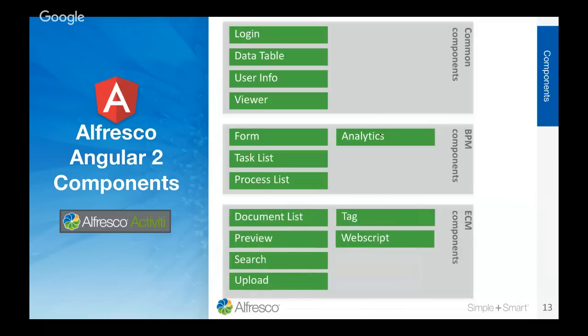And in the end, but not least, we have the ECM components. Inside ECM components, we have the document list, the search, the uploader, the previewer, the tag, and web scripts. All things that people usually find themselves starting to build from scratch. But in this case, you can just apply the HTML tag of the component, and you will see this thing appearing by magic inside your application, saving a lot of time.